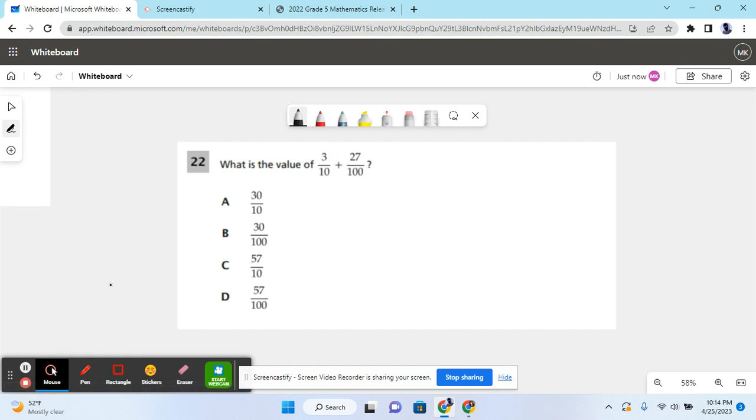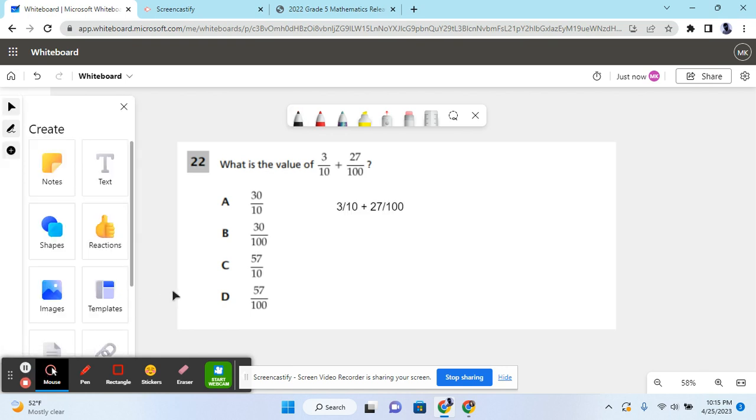So for question 22, it says, what is the value of 3/10 plus 27 over 100? What we need to do first is we need to find a common denominator between 10 and 100, which is 100. So we need to rewrite the fractions using the common denominator. So now that we have that, we can add properly.